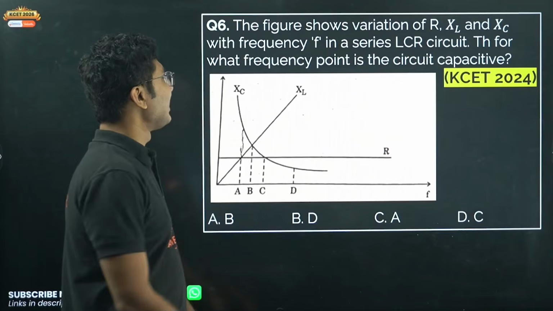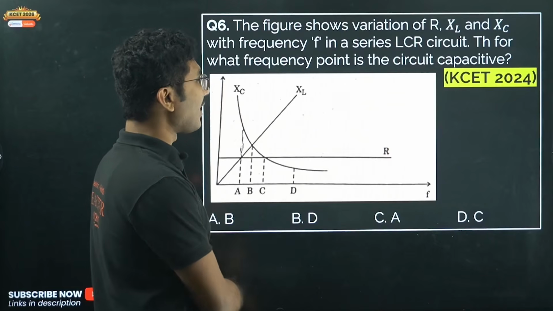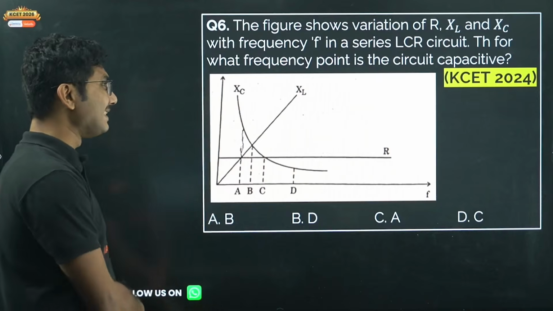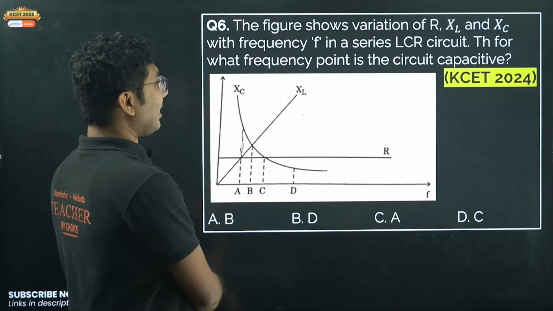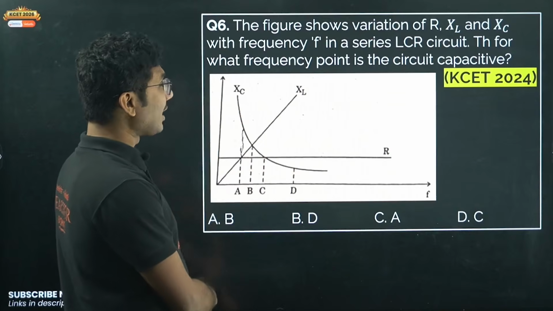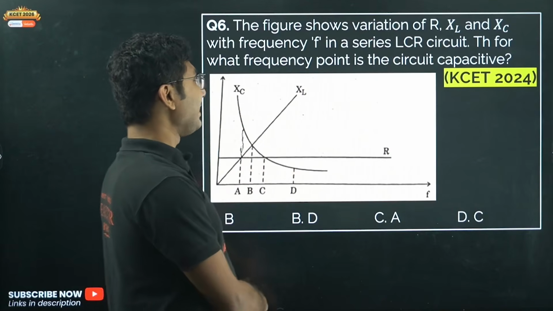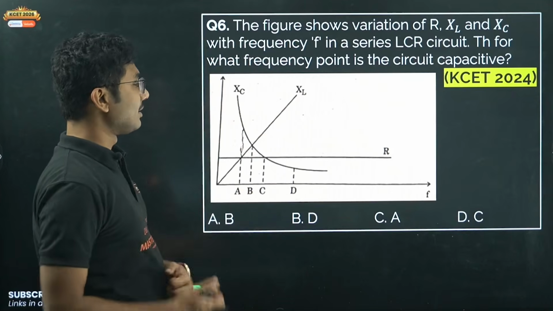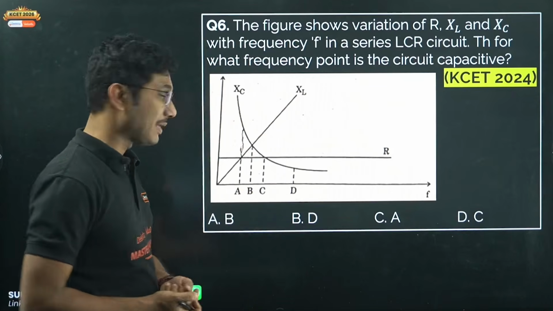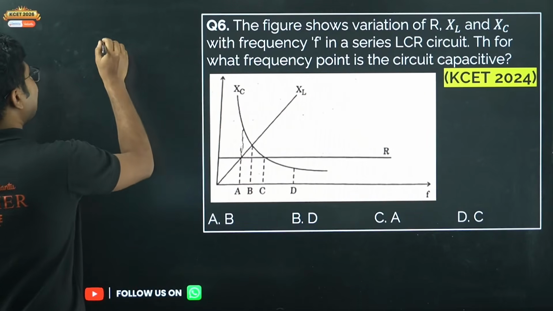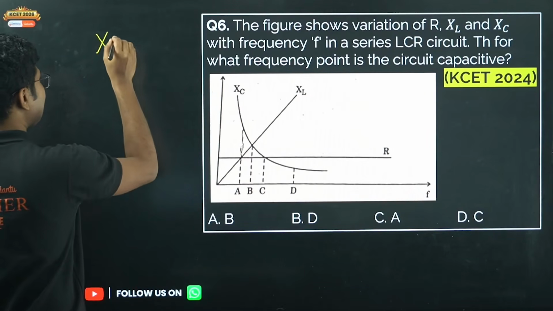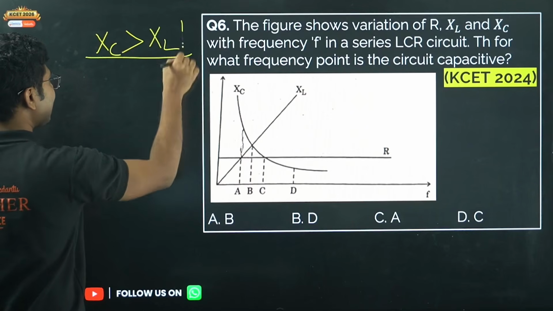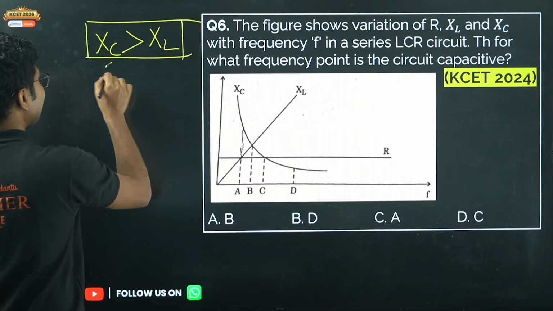Right, now next, the figure shows variation of R, XL and XC with frequency F in a series LCR circuit. For what frequency point is the circuit capacitive? Capacitive means what? First of all, a circuit is said to be capacitive if XC is greater than XL. If this condition is satisfied, then we say that the circuit is capacitive.